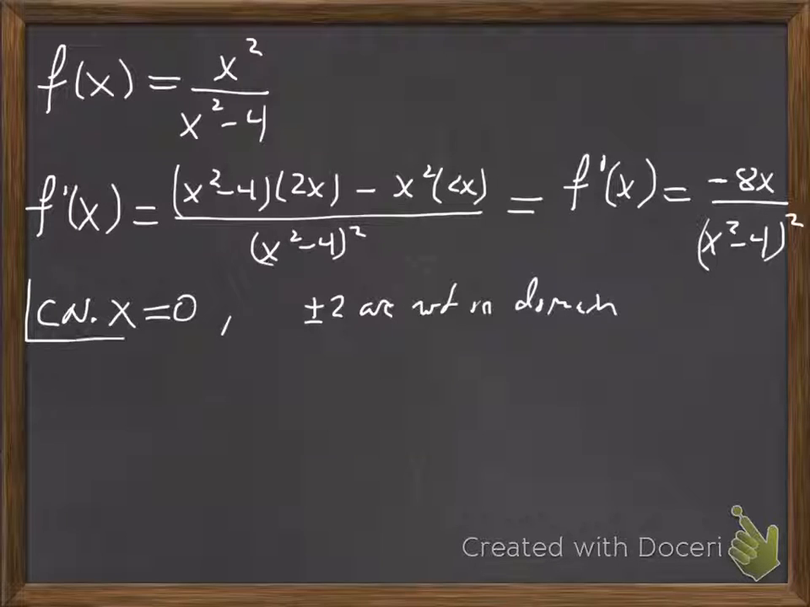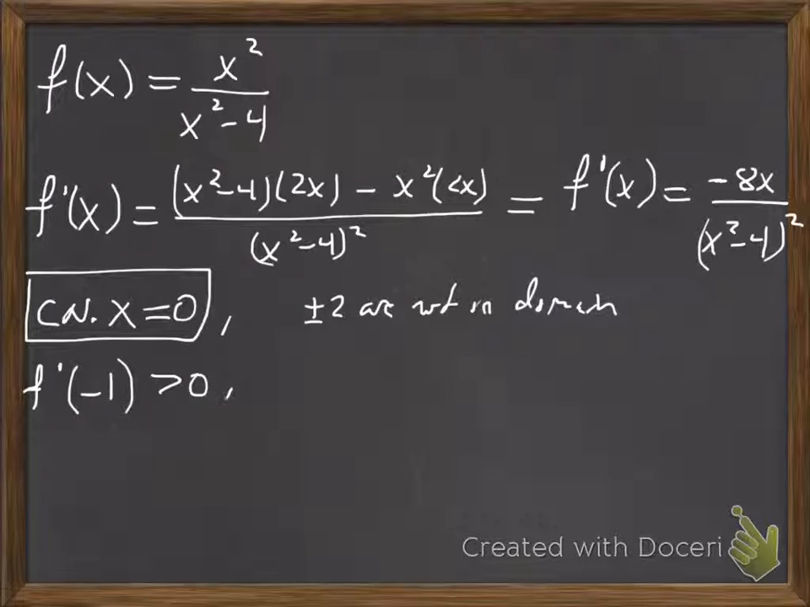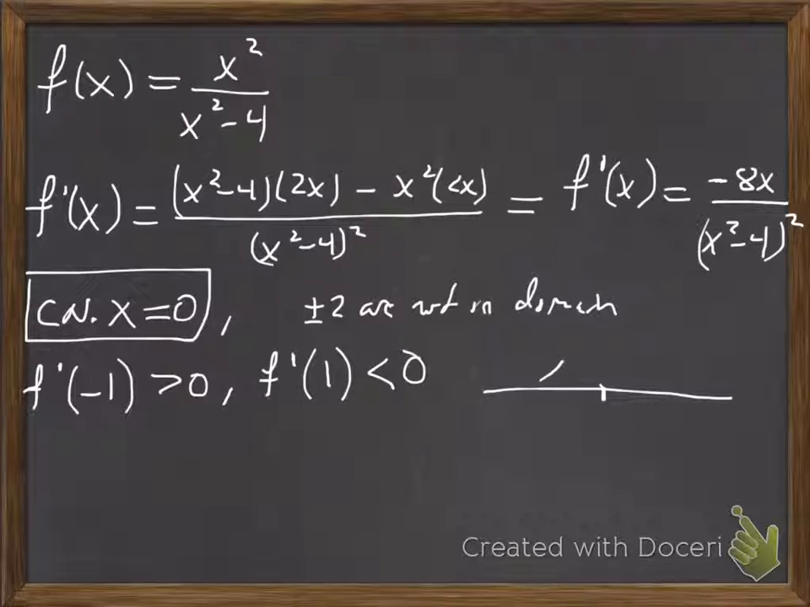However, when we are testing for increasing, decreasing, and constant, I've got to check around negative 2 and 2. So what I'm going to do first is check around 0. So I'm going to find f prime of negative 1. If you look at the first derivative, the bottom's always positive. So we're only looking at the minus 8x, and that's going to determine the sign. So if we plug in a negative, we're going to get the first derivative is positive. And then if we look at it over at 1, it's going to be negative.